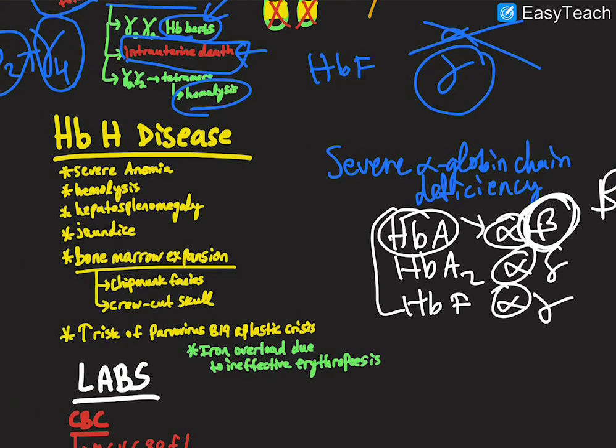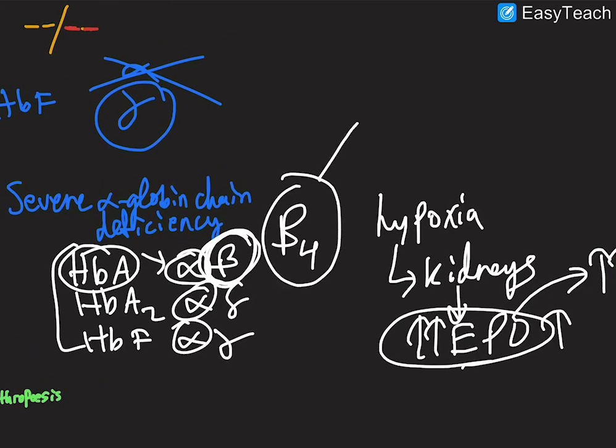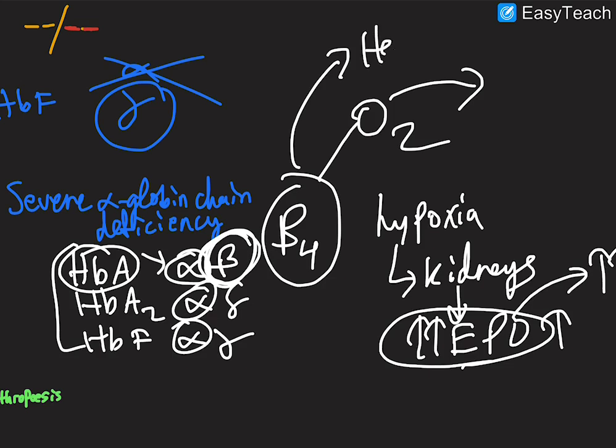Now, we said that we have beta tetramers, hemoglobin H. Now, why is this bad? Because beta tetramers have a much higher affinity to oxygen than normal hemoglobin. So it won't release this oxygen to your tissues. That's going to also contribute to hypoxia. Not only that, but beta tetramers inside your red blood cells are not stable. They will precipitate out and form Heinz bodies. Okay. So that's one important thing to remember. They're going to precipitate out and form Heinz bodies.